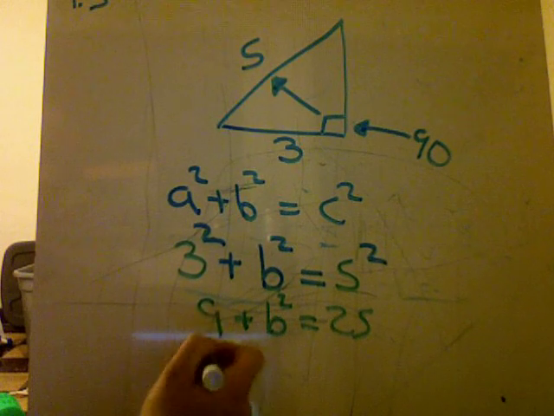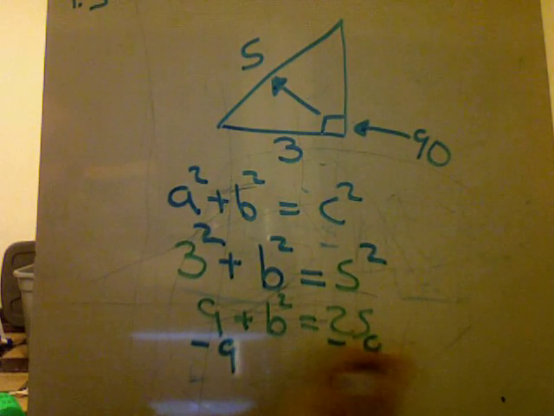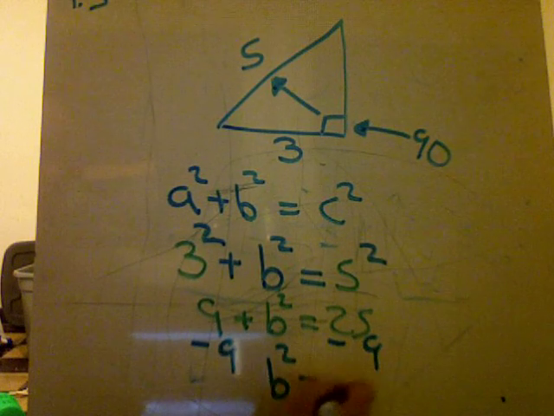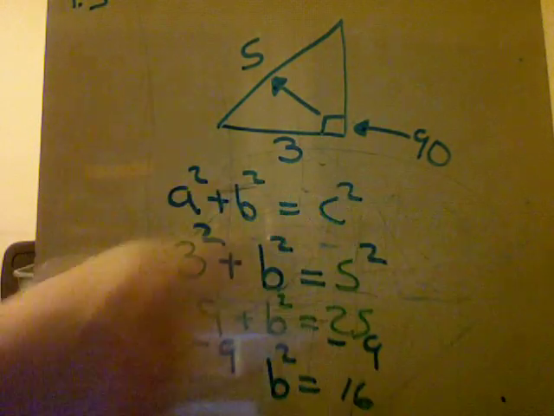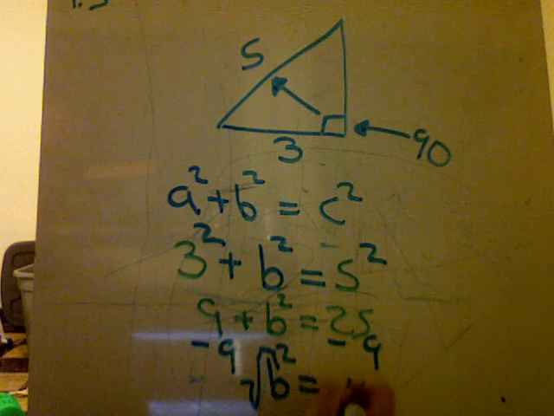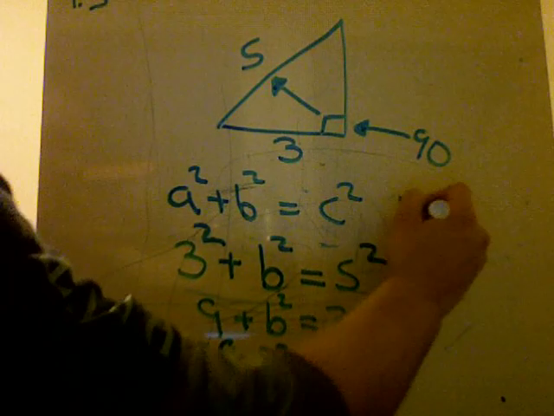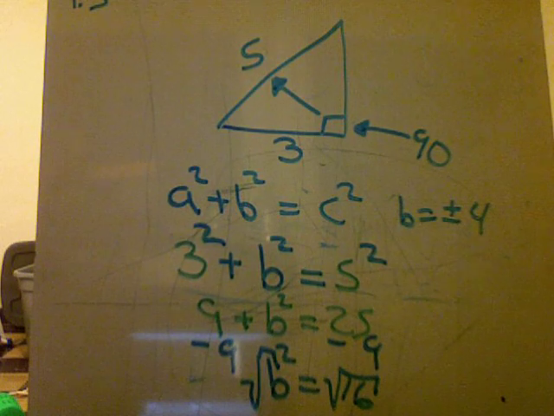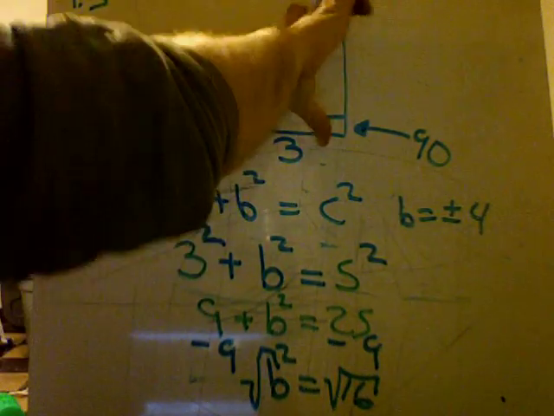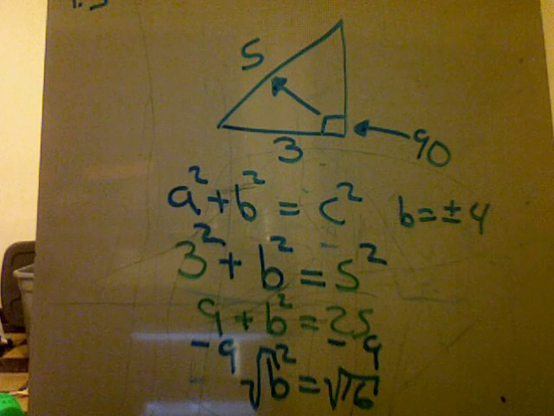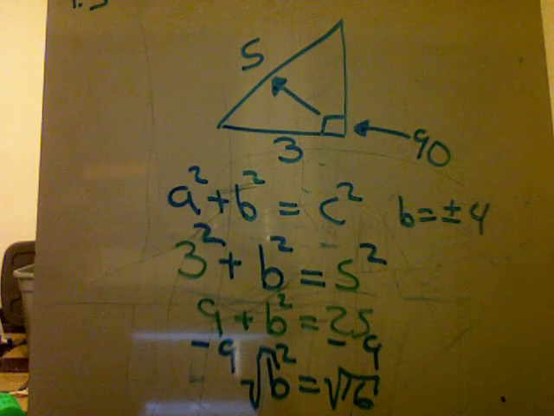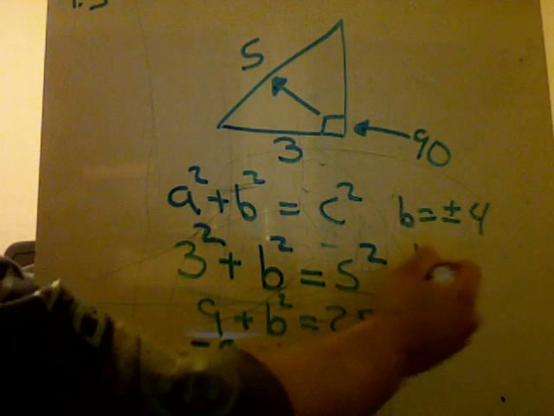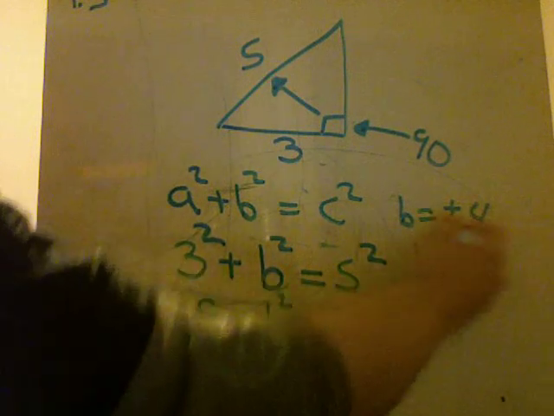Okay. Subtract 9. Subtract 9. B squared equals 16. Okay. Take the square root of both sides. B would be plus or minus 4 because the square root of 16 is plus or minus 4. But we can't have a negative measurement here, right? We don't measure negative inches. Okay? So B would just be simply 4.